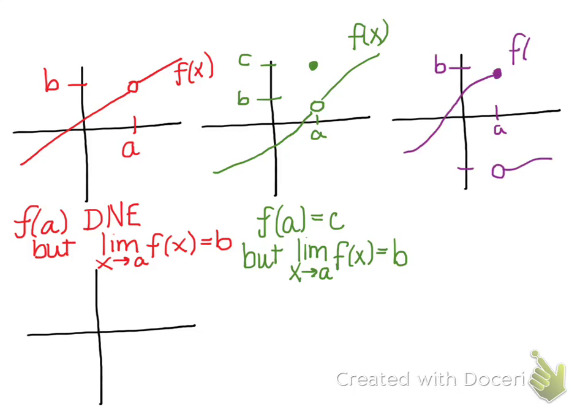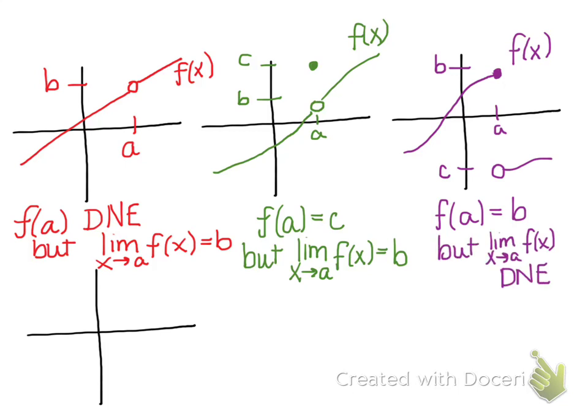In this third example, notice that we have a solid dot at a comma b, but then our function jumps down to a comma c for all values of x greater than a. So in this example, f of a equals b, but the limit as x goes to a of f of x does not exist.